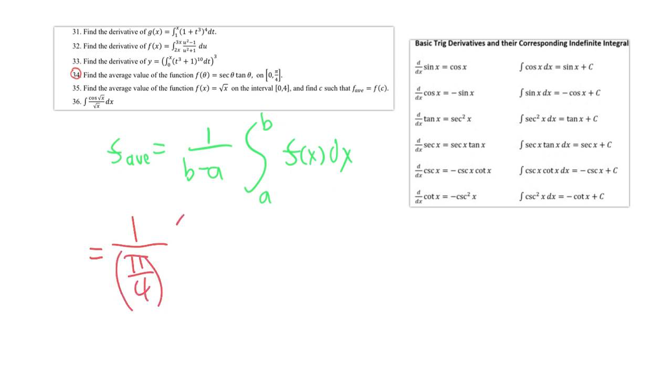We'll worry about that later. And that is such that we're going to have pi over 4 up top. We're going to have 0 down below, and then we're going to have this thing, secant theta tan theta d theta. Now, let's just get this over with. 1 over pi over 4, do you understand that that's just going to be 4 over pi?